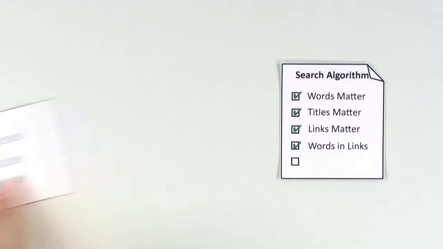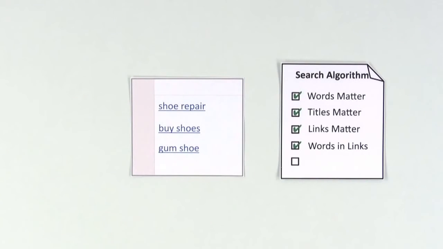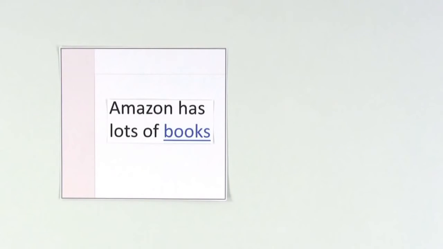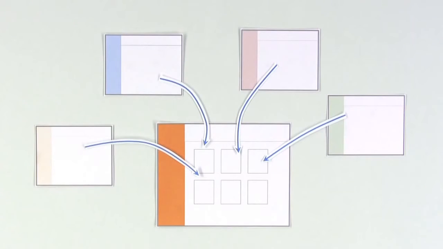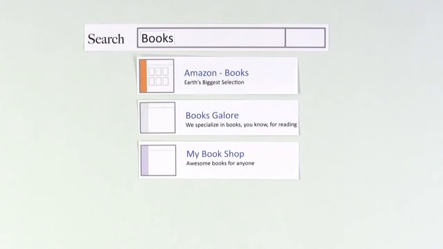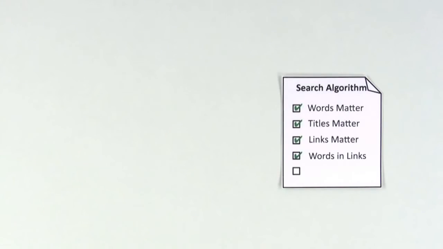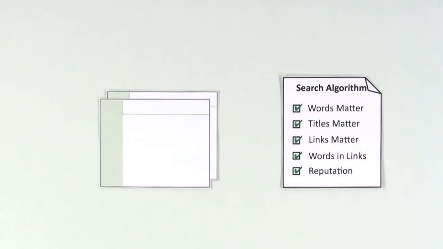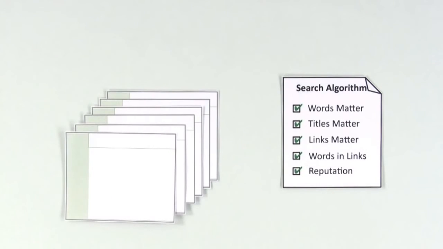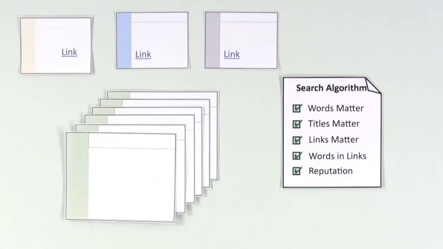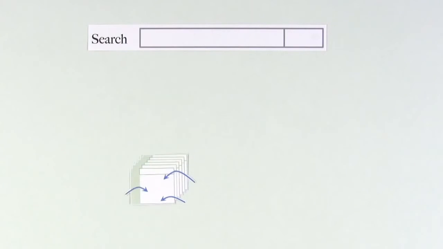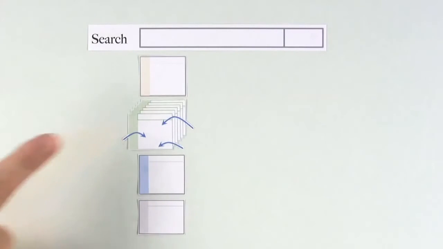Fourth, the words that are used in links matter too. If your web page says, "Amazon has lots of books," and the word books is linked, search engines can establish that Amazon.com is related to the word books. This way, when someone searches for books, that site will rank well. Lastly, search engines care about reputation. Sites with a consistent record of fresh, engaging content and growing numbers of quality links may be considered rising stars and do well in search rankings.